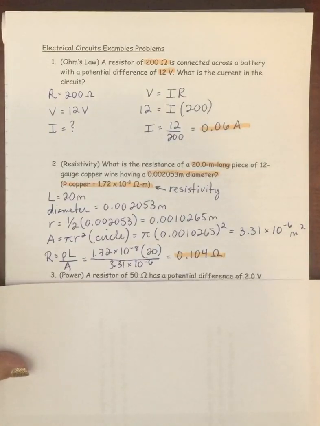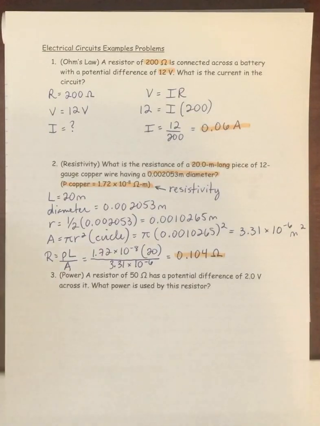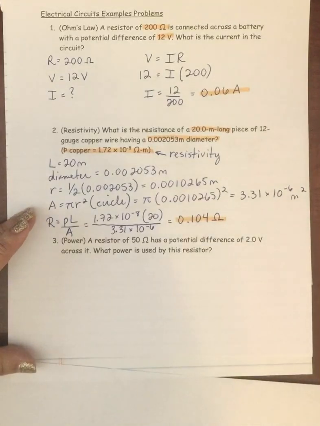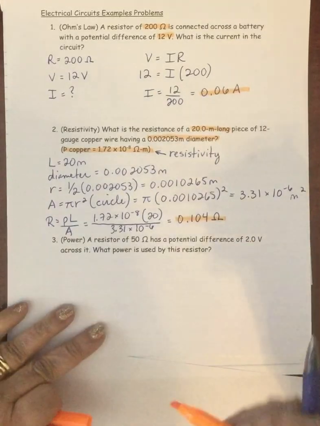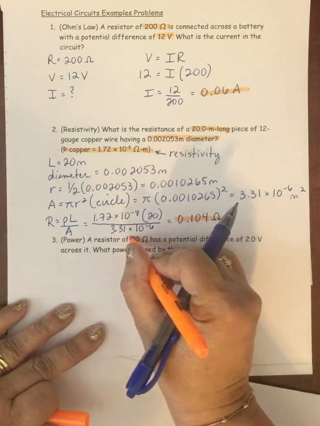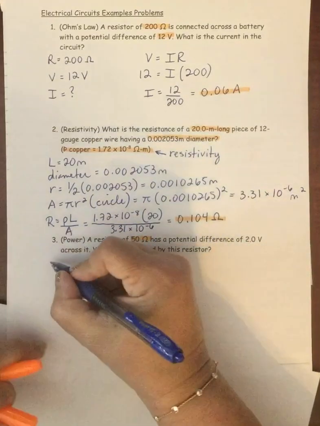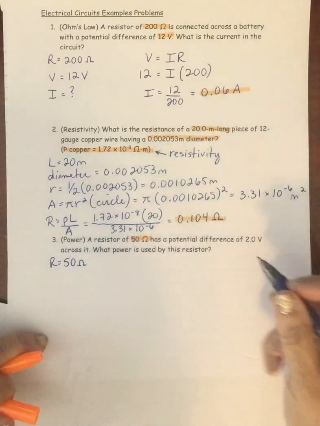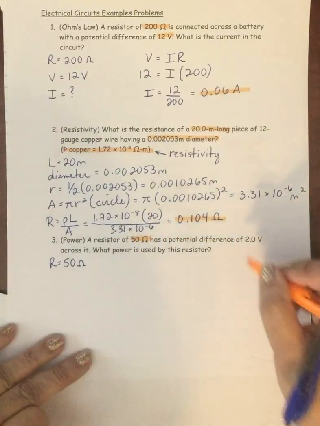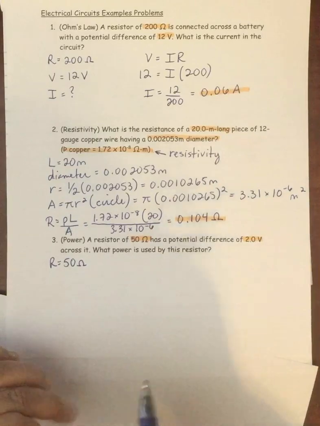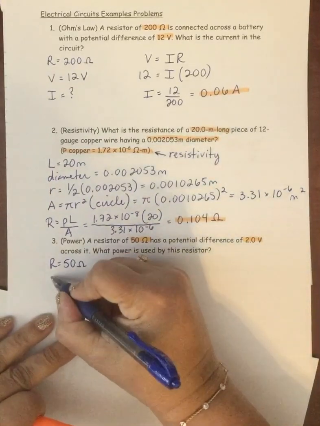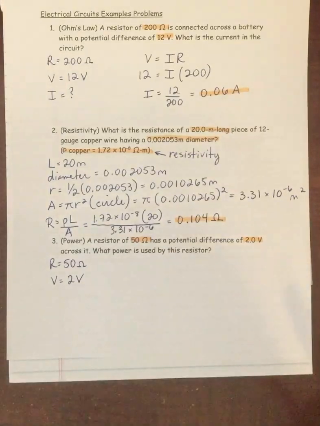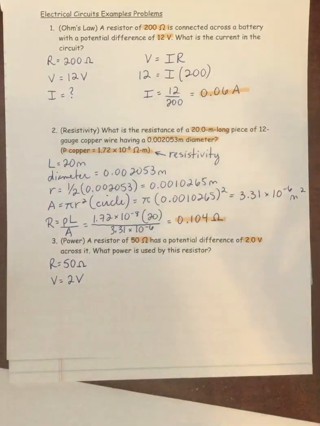Okay? Moving on to the third example. The third example is a power problem. So you're being given a resistor of 50 ohms. So we have resistance given, 50 ohms. It has a potential difference of 2 volts across it. Remember, potential difference and voltage are two things that are identical. They have different names, but they're the same thing.